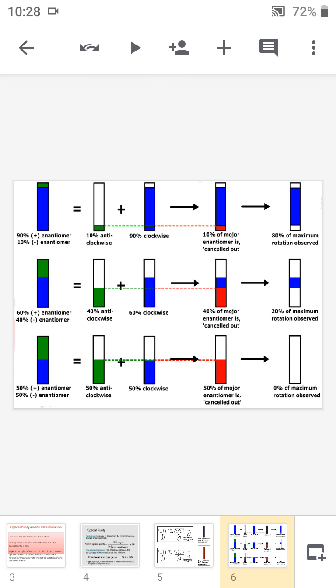The last example is 50% and 50% of the enantiomeric compound, that means it is a racemic mixture. We can calculate the enantiomeric excess as 50% of the R minus 50% of the S, that is equal to 0. So a racemic mixture always has an enantiomeric excess of 0. This is the representation of this equation. See here, the 50% of the clockwise direction and 50% of the anti-clockwise direction compensate each other, so there is no excess enantiomer shown in blue color. That's why the enantiomeric excess is 0%.